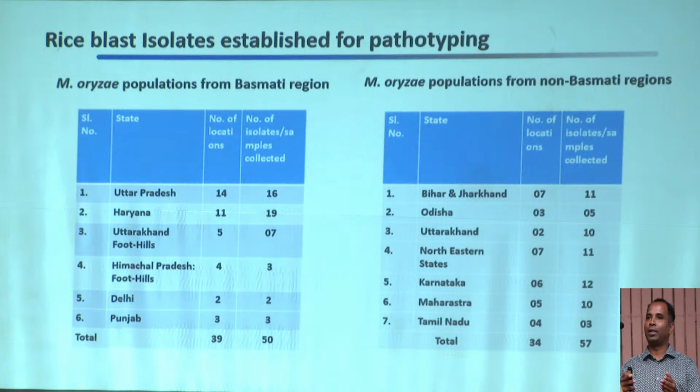For pathotyping purposes here, in India we have basmati as well as non-basmati rice. So we established isolates from different basmati places, starting from Uttar Pradesh, Haryana and different states, all basmati rice cultivating states. Then parallelly we took the non-basmati growing regions also. We have established around 50 isolates from basmati and around 57 isolates from non-basmati. So now isolates are there, and what next do we want? We want a differential host.